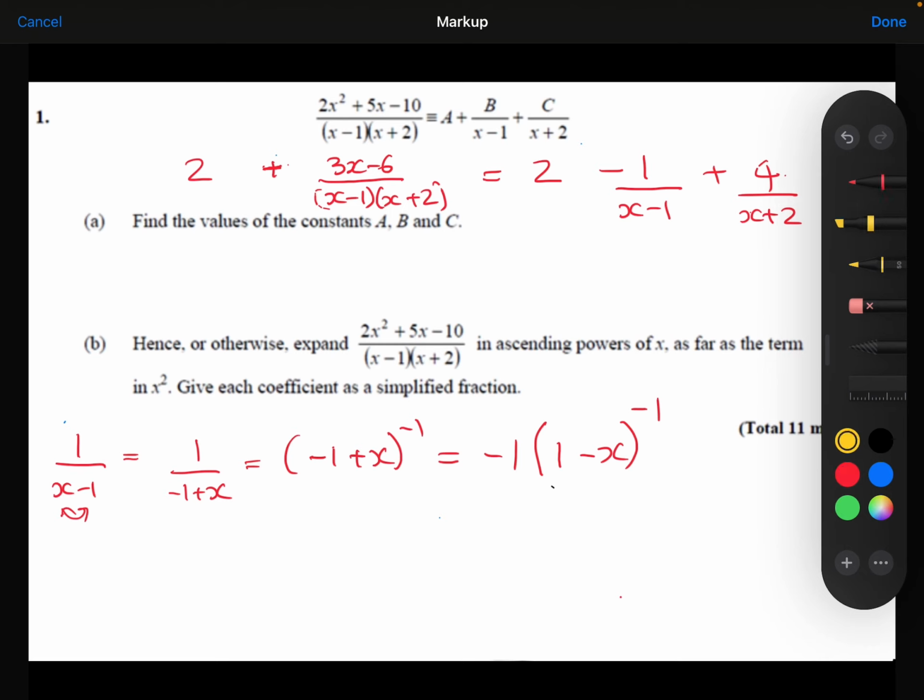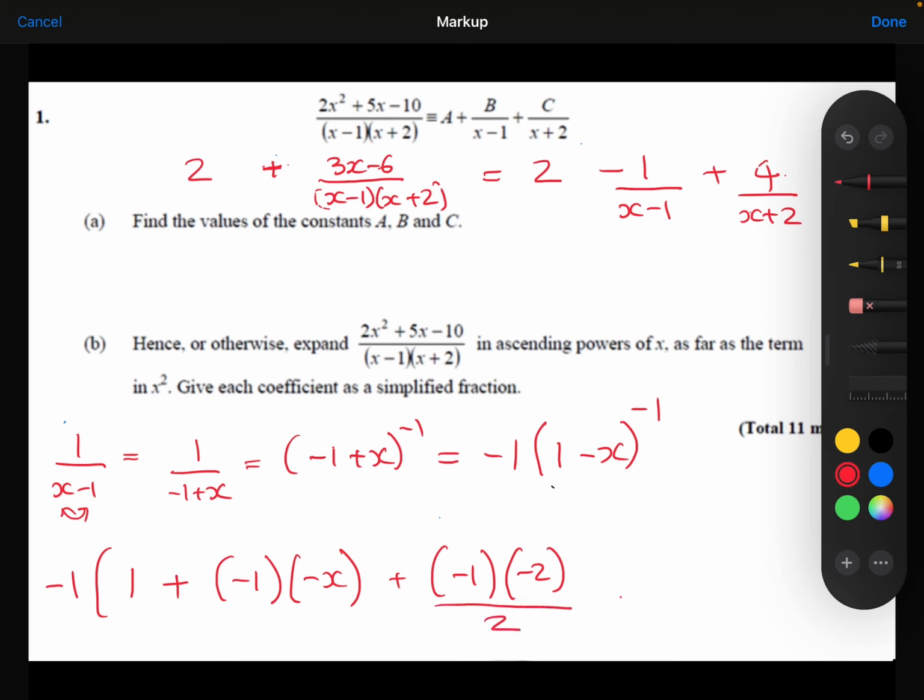Right, I'm now going to use the binomial formula to expand all of this. We'll keep the minus 1 at the front for now. Right, so we've got 1 plus n, which in this case is minus 1, times x, which in this case is minus x, plus n times n minus 1 over 1 times 2 times minus x squared.